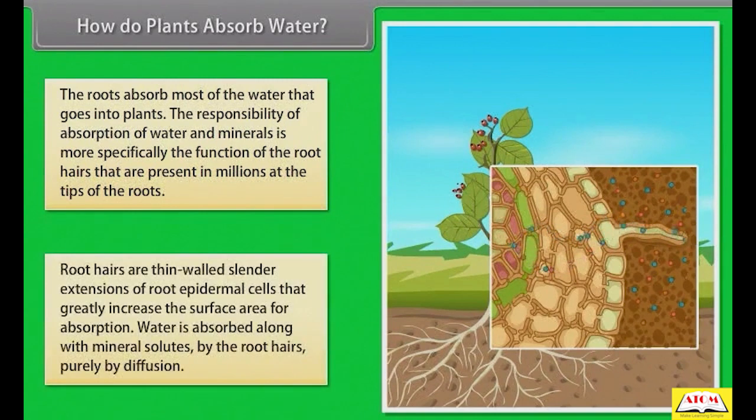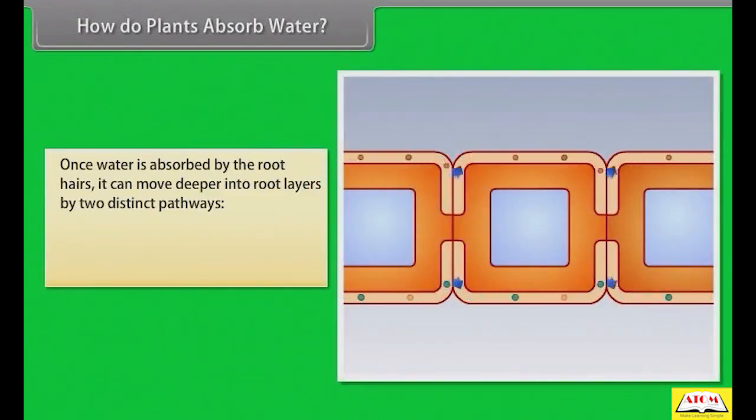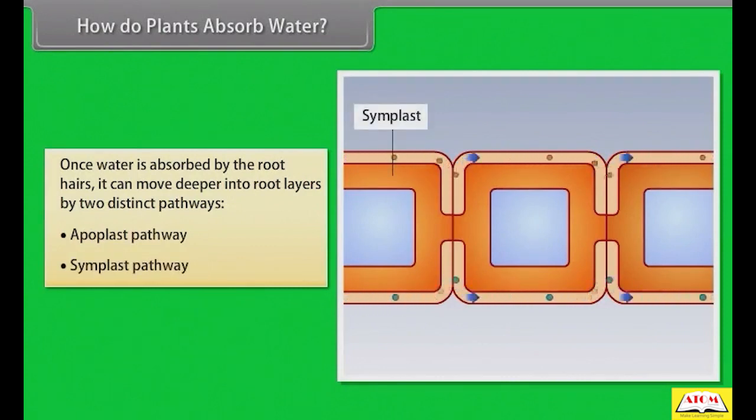Root hairs are thin-walled, slender extensions of root epidermal cells that greatly increase the surface area for absorption. Water is absorbed along with mineral solutes by the root hairs, purely by diffusion. Once water is absorbed by the root hairs, it can move deeper into root layers by two distinct pathways: Apoplast pathway and Symplast pathway. We will know them in detail in the next few screens.